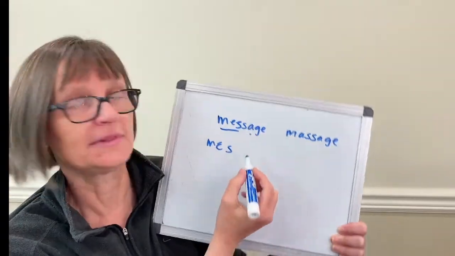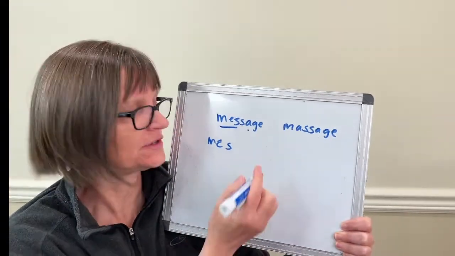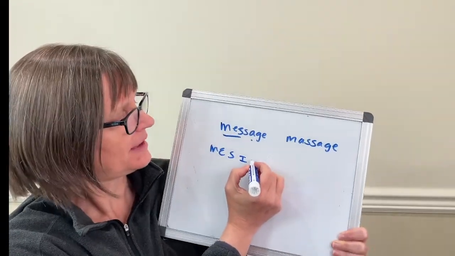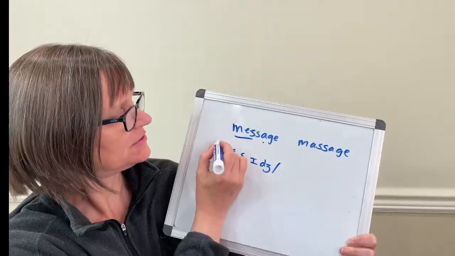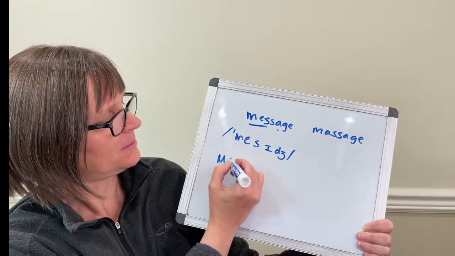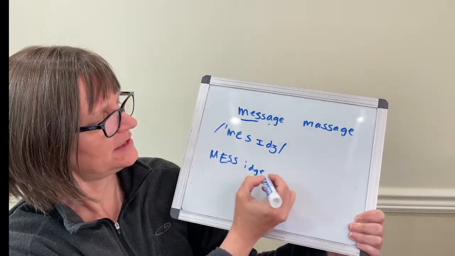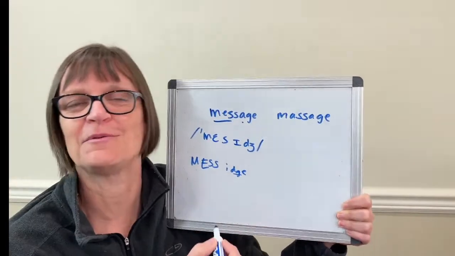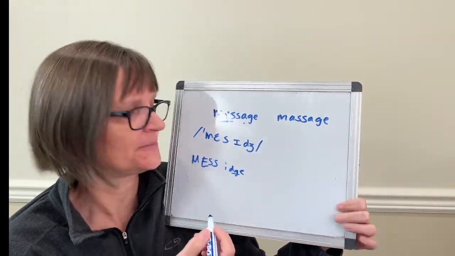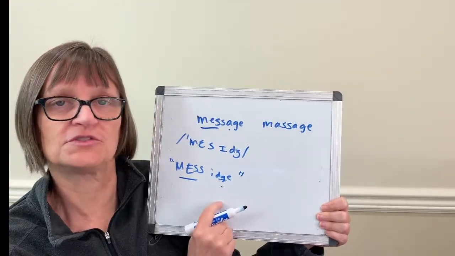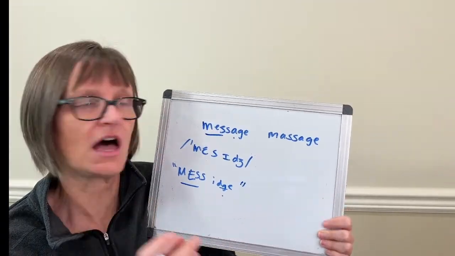Message. Letter A is part of the unstressed syllable, so it's going to be a reduced I sound. And then we have J, so it sounds like message. I'll write DGE because that's another way we spell the ij sound, like in ridge. Message, clear and reduced and quick, versus massage.